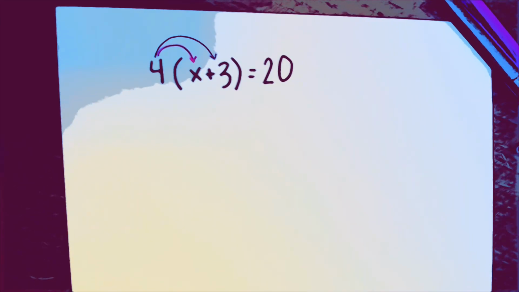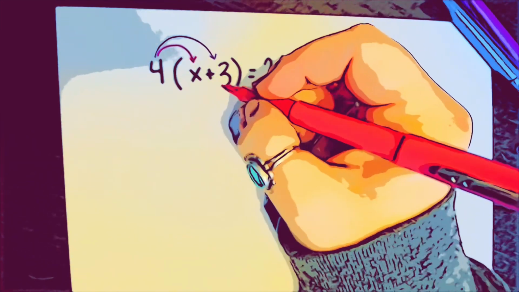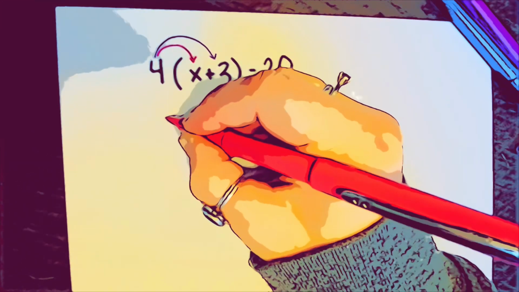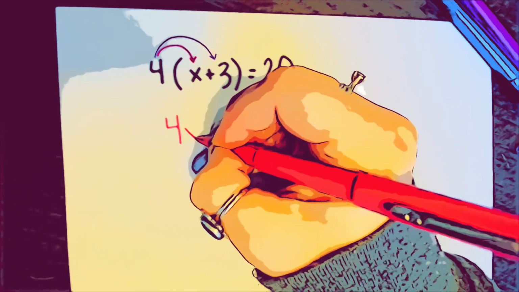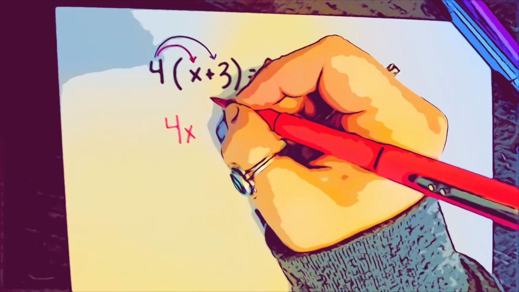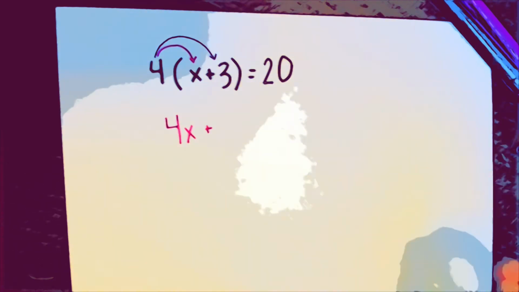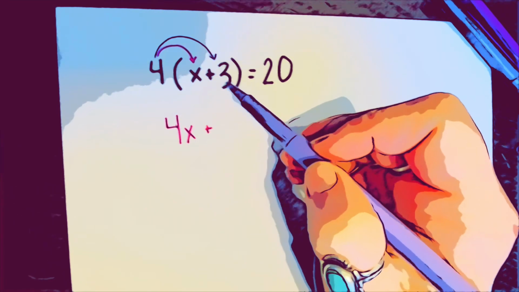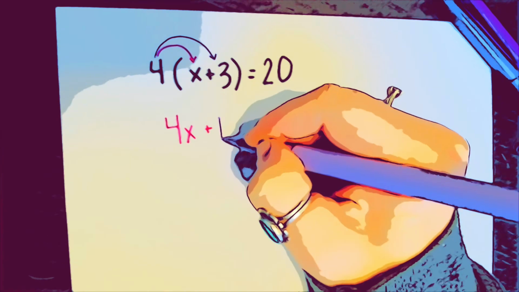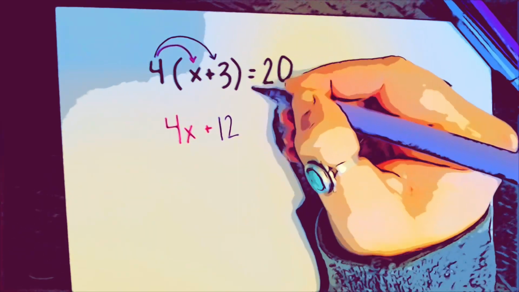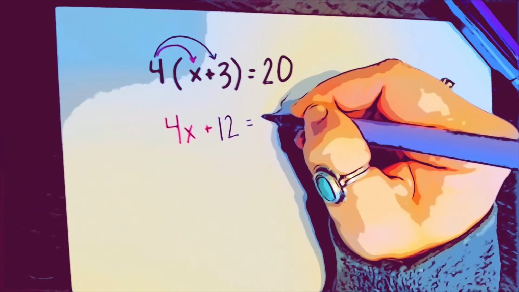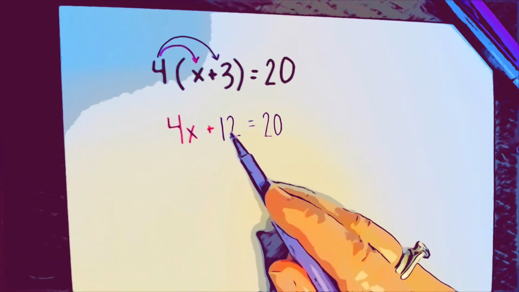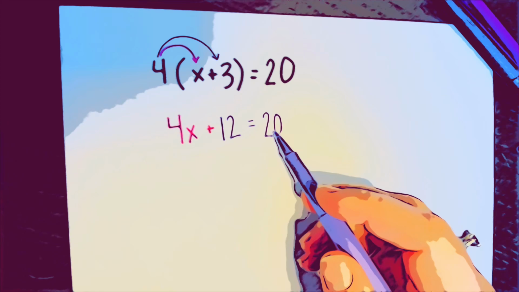So the first part is to say 4 times x. So if I have 4 groups of x, that means that I have 4x. Now I'm going to bring down my plus sign. And then the second portion says to say 4 times 3. And 4 times 3 is 12. And then I can bring down my equals 20. So now we have 4x plus 12 equals 20.